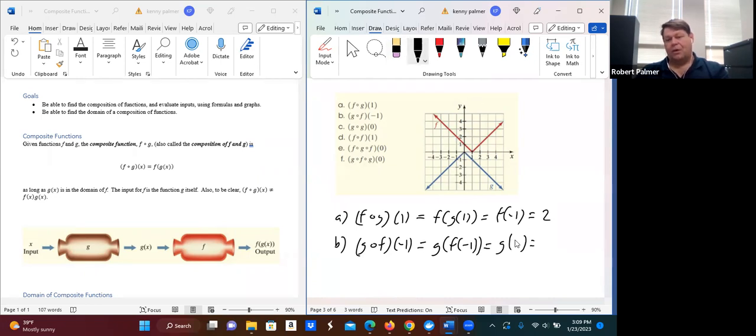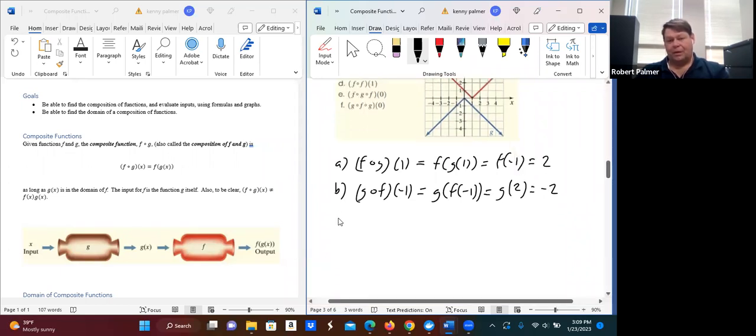Then I evaluate g at 2. So find 2 on the x-axis. In this case, go down the blue curve. My y value is going to be -2. And so that is the value of g composed with f composed with g composed with f of -1. The result is -2. Okay, let's take a look at one more of these.